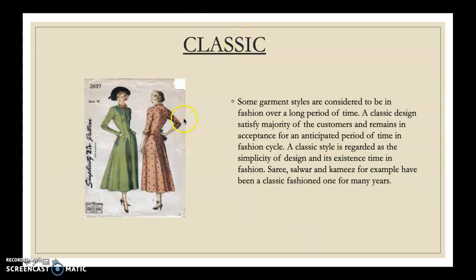Then we have classic. Some garment styles are considered to be in fashion over a long period of time. A classic design satisfies the majority of the customers and remains in acceptance for an anticipated period of time in the fashion cycle. A classic style is regarded as the simplicity of design and its existence time in fashion. For example, sari, salwar and kameez have been classic fashions for many years.